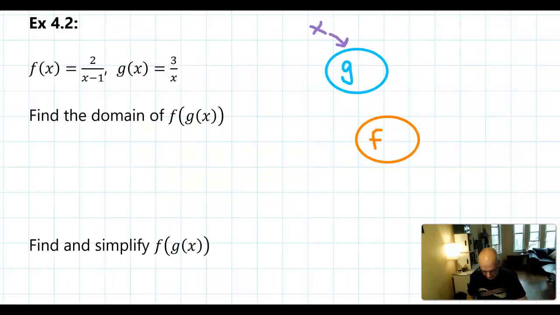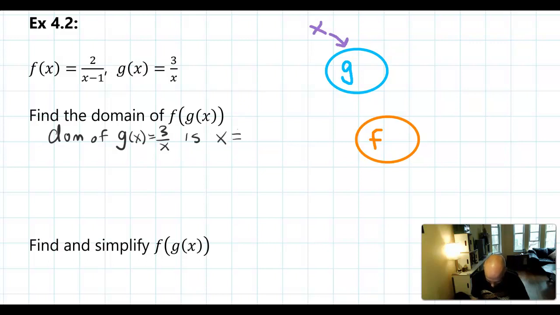Let's do another example. So this one is made of two rational functions, 2 over x minus 1 and 3 over x. First, we're going to find the domain of f composed with g of x. So I need to find the domain of f. Actually, I'm going to do the inside first. So I'm going to find the domain of g. G of x is 3 over x. So the domain will be x not equal to 0. It'll be all real numbers except x should not be 0.